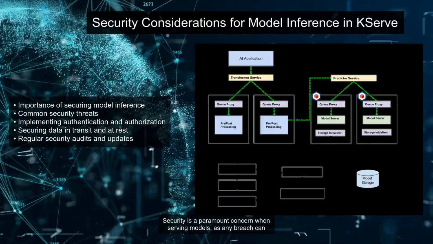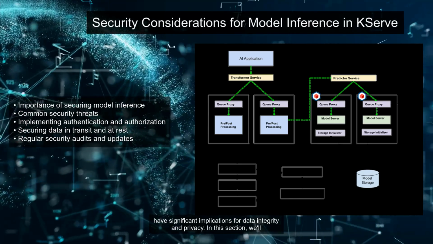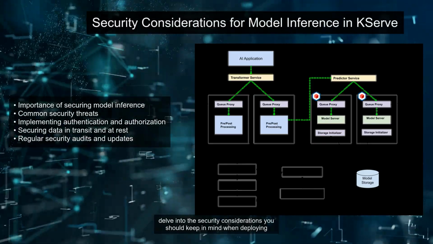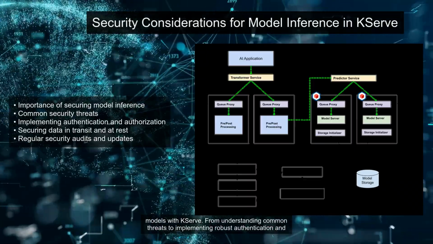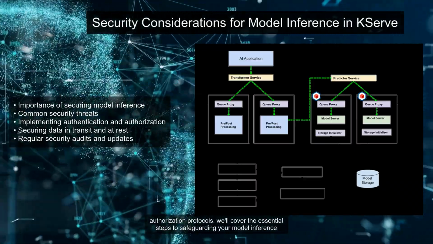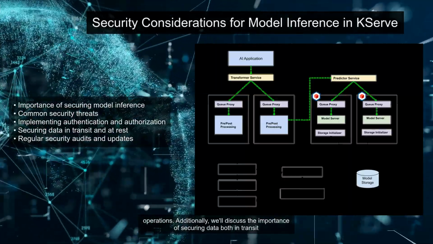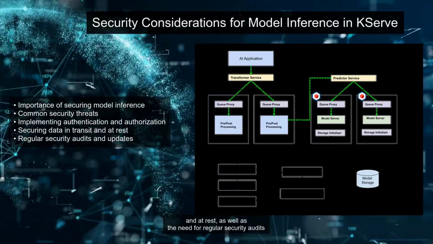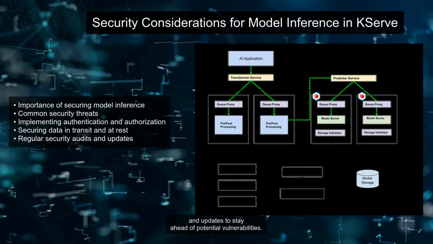Security is a paramount concern when serving models, as any breach can have significant implications for data integrity and privacy. In this section, we'll delve into the security considerations you should keep in mind when deploying models with KServe. From understanding common threats to implementing robust authentication and authorization protocols, we'll cover the essential steps to safeguarding your model inference operations. Additionally, we'll discuss the importance of securing data both in transit and at rest, as well as the need for regular security audits and updates to stay ahead of potential vulnerabilities.